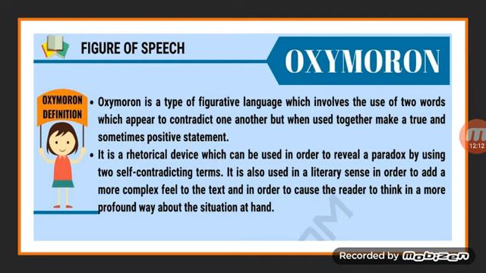So, oxymoron is also a figure of speech and it is used in such a way that there are two words, and they are contradictory, they are opposite, but when we use them together they make a true sense. It is a poetic device which can reveal a paradox, meaning opposite ideas, self-contradicting terms, but when we use them together they make sense. So this is oxymoron, and it increases the beauty of the language as well as attracts the reader.